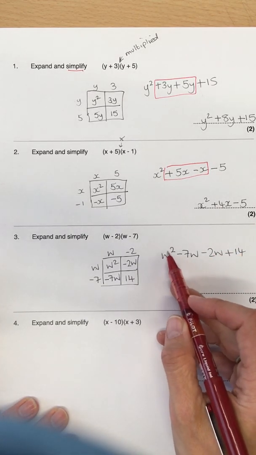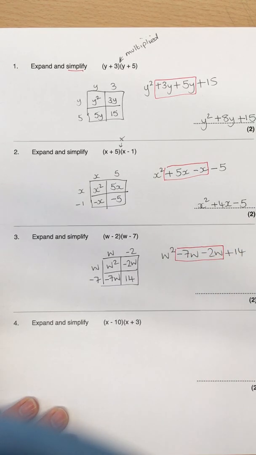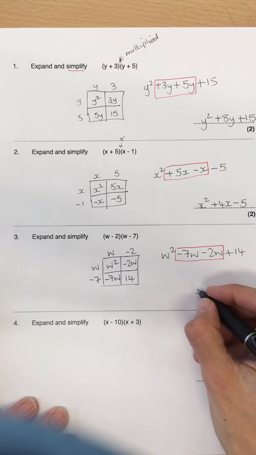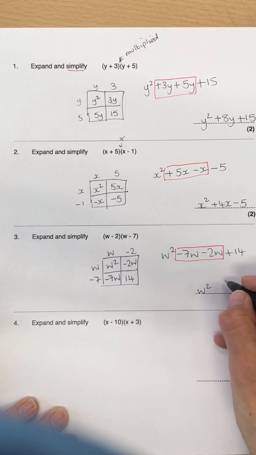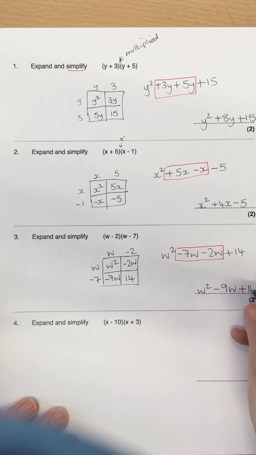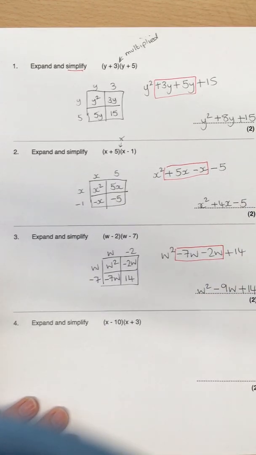So again, we can't simplify the W squared, but we can simplify that part. So we have W squared minus 7W, subtract another 2W is minus 9W plus 14 at the end. Notice we're getting 2 marks in an exam for each of these questions.